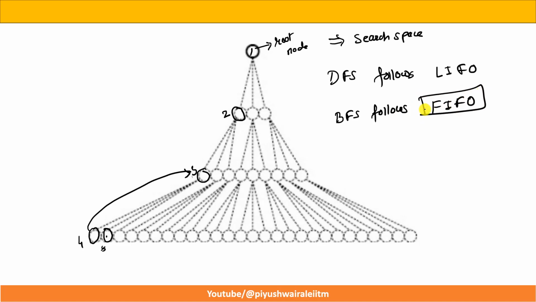Right? So if we follow this first in, first out principle, what will happen in the case of BFS? So this is our first node. This is our initial state. Okay, so we are starting our search from this particular node. That is our initial state.